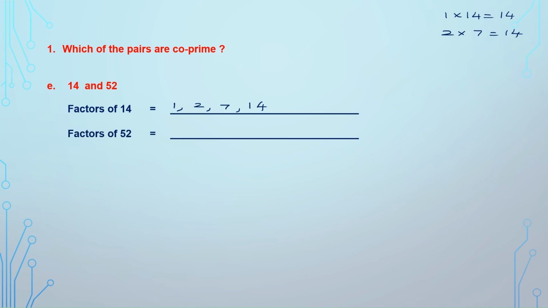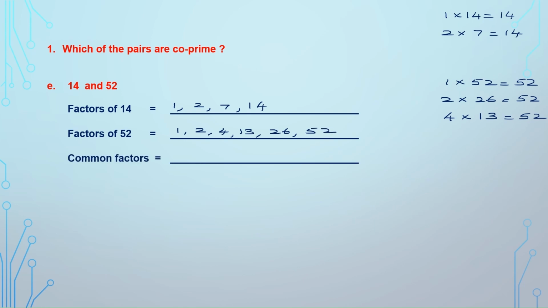Next step, factors of 52. So 1 into 52 is 52. Then we can go to 2. 2 into 26 is 52. Then it is not divisible by 3, but by 4 we can divide it. 4 ones are 4 and 4 threes, that means 4 into 13 is 52. That's it. Only this many numbers will give us 52. So let's write the factors of 52: 1, 2, 4, 13, 26 and 52.